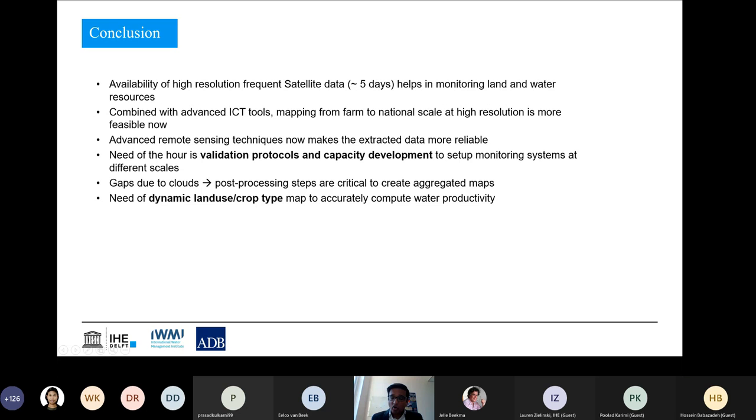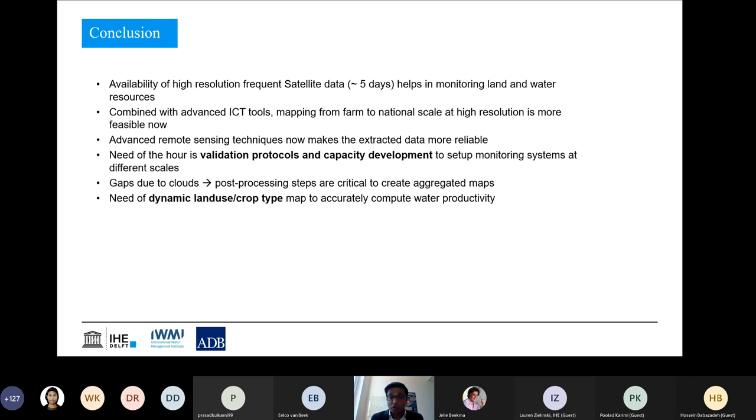And the reliability of the derived data is improving with the latest algorithms. Although the need of the hour is validation protocols, which we are again dealing with in different projects now. There are different projects funded by banks and ministries, specifically focusing on developing protocols of assessment and validation. For example, the WaPOR project, which we are part of as IHE, is a very good example of how we can do that. And the capacity development to set up this monitoring system at different scales is the need of the hour.